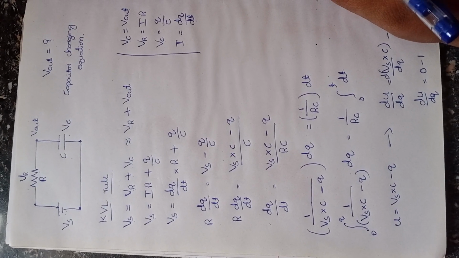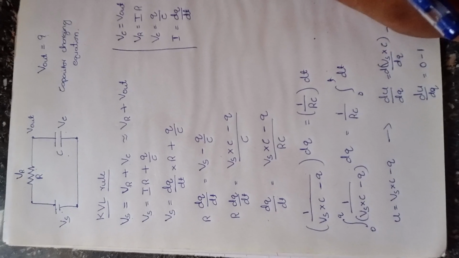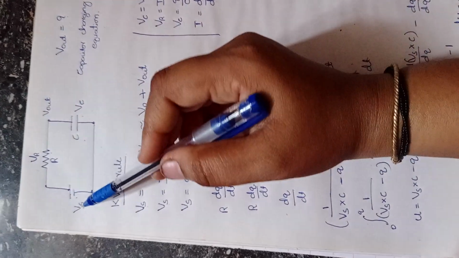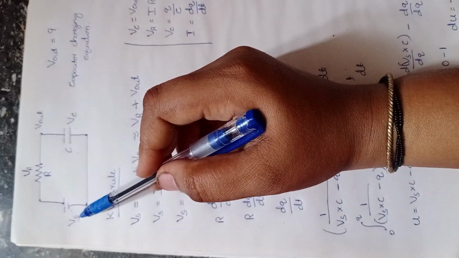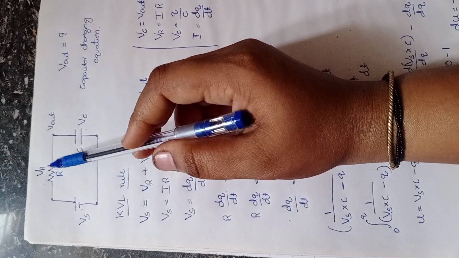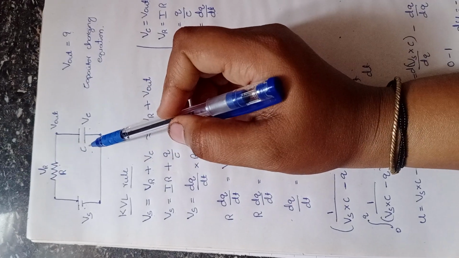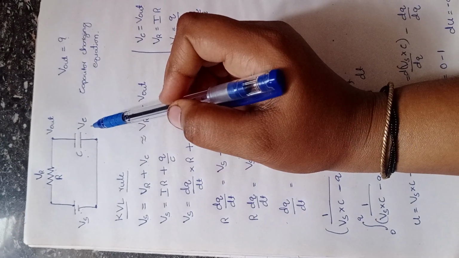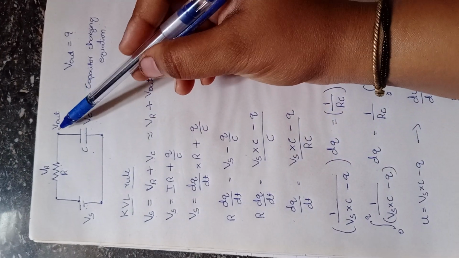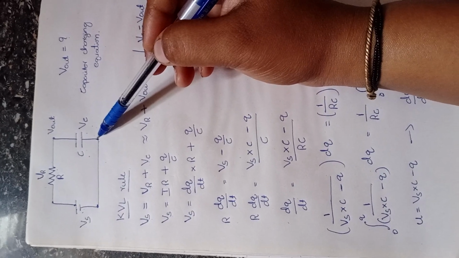Hi, today I am going to derive the capacitor charging equation. For that, I am considering a simple RC circuit. Vs is the input voltage, R is the resistance, and Vr is the voltage drop across the resistance, C is the capacitance, and Vc is the voltage drop across the capacitance, and Vout is nothing but the voltage drop across the capacitance.